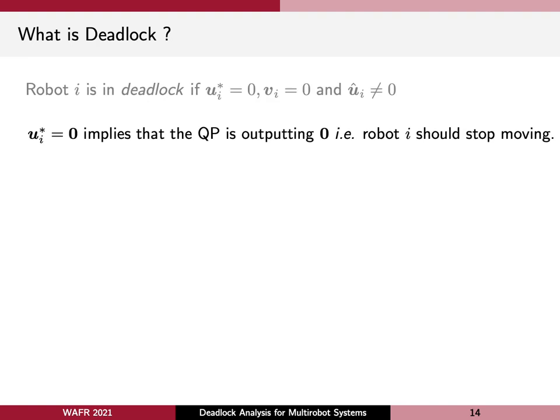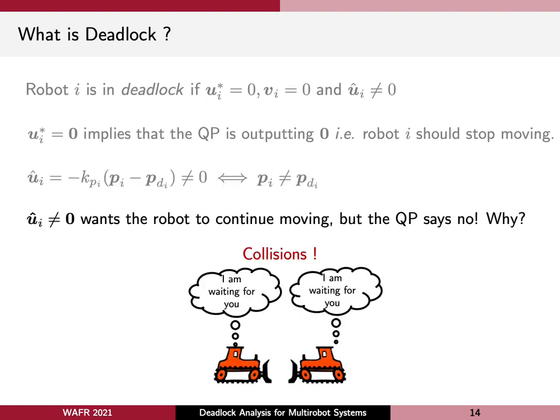u_i star equals 0 means that the QP is outputting 0, so the robot is static. u_i hat not equal to 0 means that the robot should continue moving because it is not at its goal. But the QP says no. Why does that conflict occur? Well, that is to prevent collisions. In other words, if the QP is commanding the robots to stop, that's because any movement will cause them to violate safety.